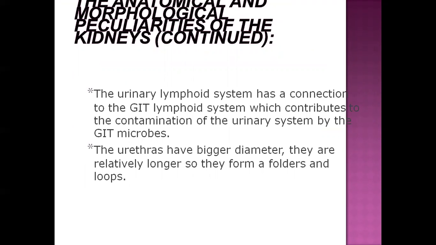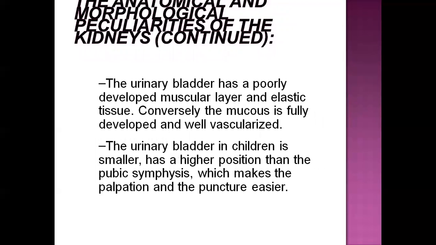The ureters have a bigger diameter. They are relatively longer, so they form folds and loops. The urinary bladder has a poorly developed muscular layer and elastic tissue. Conversely, the mucosa is fully developed and well vascularized. The urinary bladder in children is smaller and has a higher position than the pubic symphysis, which makes palpation and puncture easy.